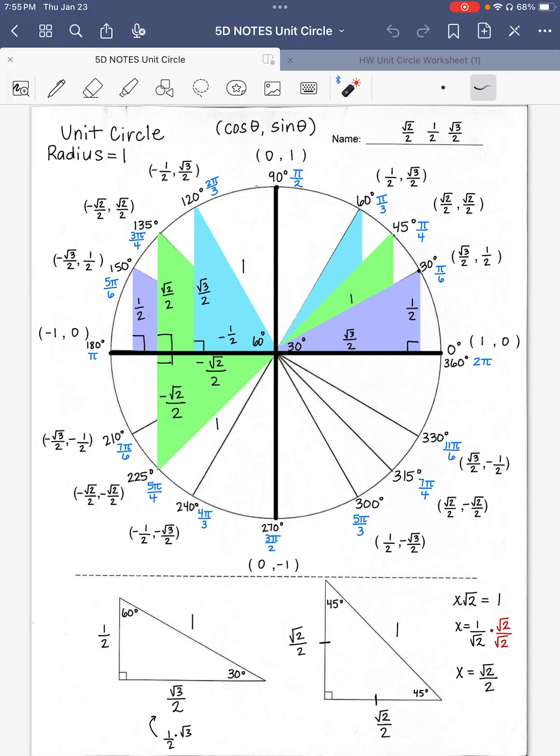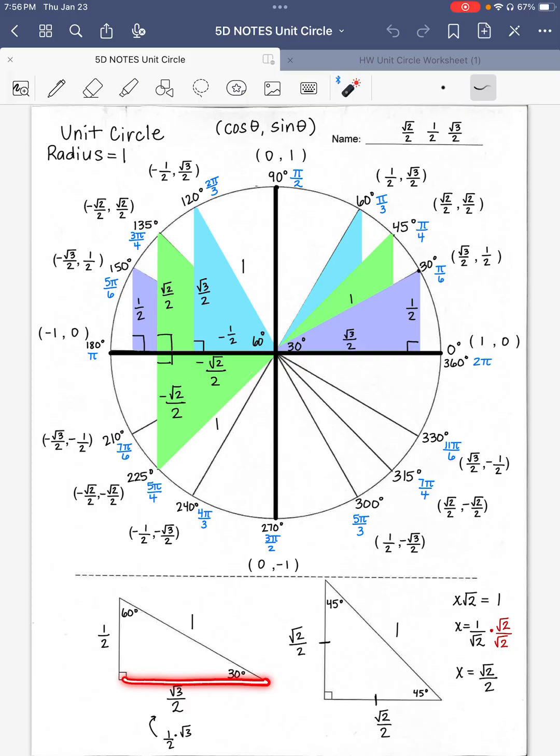So you'll notice that there's a bunch of these special right triangles on this unit circle. So we have 30, 60, 90 triangles. In a unit circle, the hypotenuse is 1. The radius is 1. That's the definition of a unit circle. So in this 30, 60, 90 triangle, the hypotenuse is 1. In a 30, 60, 90 triangle, the shorter side is half the length of the hypotenuse. So that would be a half.